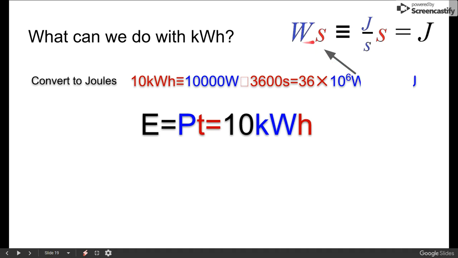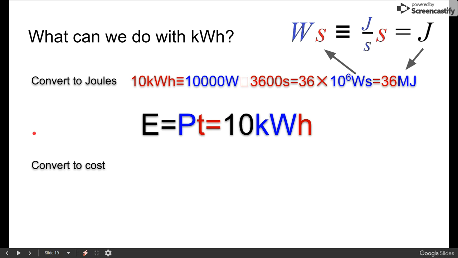So what do we do with a watt times a second? Well, think about it. If a watt is a joule per second, then a joule per second times seconds is a joule. So 36 million watt seconds is the same thing as 36 million joules. And then the mega takes over for that. That would be your basic conversion.